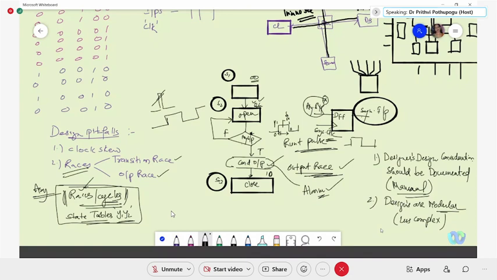And the modular aspect is that any segment should be in a position to be replaced or repaired. That can be done if the design complexity is not so huge that even your maintenance engineer will not be in a position to identify or repair the things.